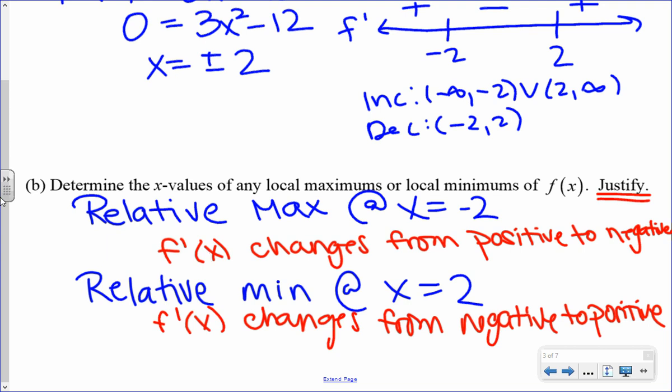Okay, one extra step. Biggest thing though is I will ask you to justify your answer. And if we're talking about a relative minimum with the first derivative test, your justification is the same every time. If we're talking about a relative maximum with the first derivative test, your justification is the same every time. Right?